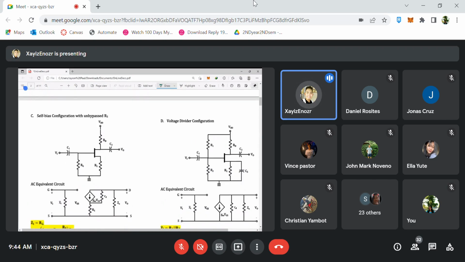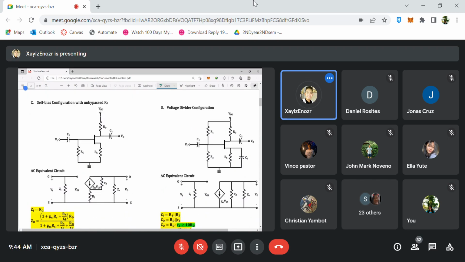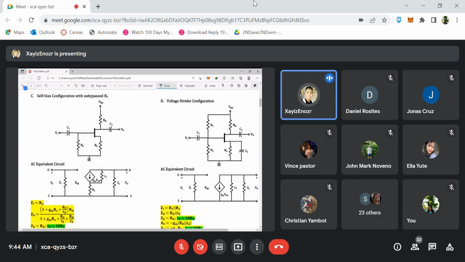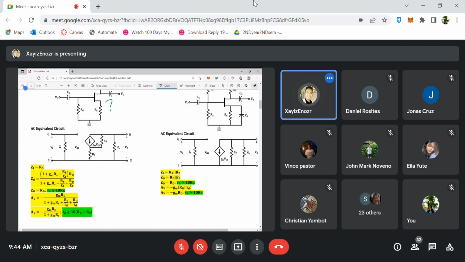Next, we have here self-bias with unbypassed RS. So here, it is still common source, but our source terminal is no longer bypassed by a capacitor. So you'll notice there is no capacitor here. Therefore, in both AC and DC analysis, we consider RS. So you'll see in our equivalent circuit that it changed a bit compared to the first two. Okay, we now have RS here, because RS affects the equivalent circuit.